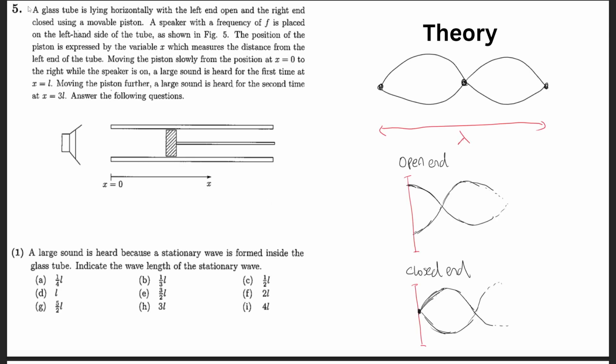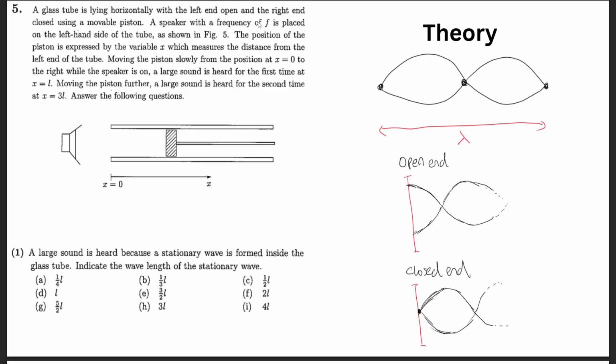Hello, so I'm going to explain MEXT Physics 2015 Undergraduate, Question 5. So, number 1. A glass tube is lying horizontally with the left end open and the right end closed using a movable piston.